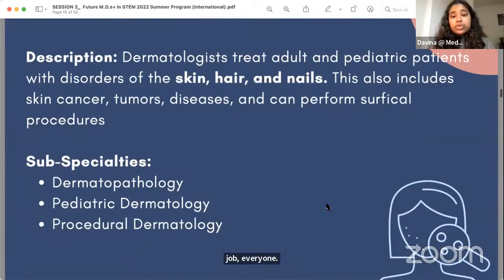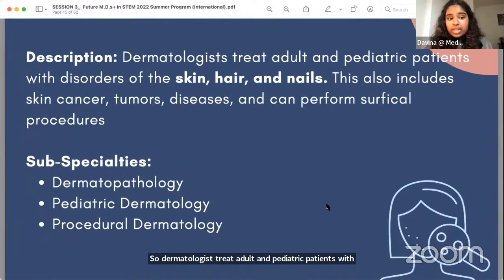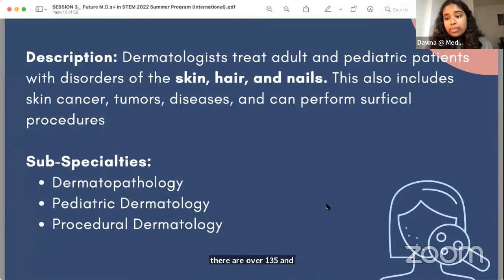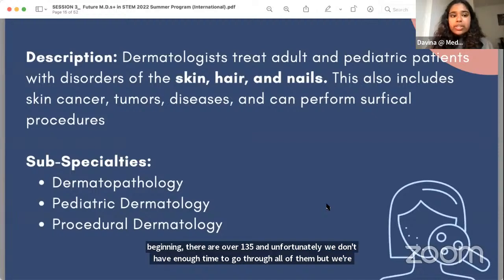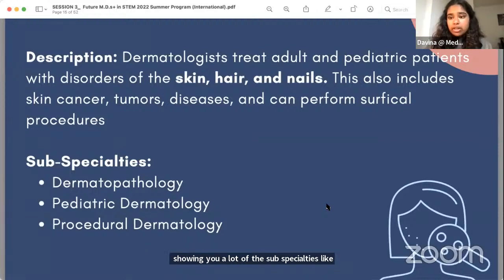So dermatologists treat adults and pediatric patients with these disorders. And even within dermatology, again, you can subspecialize in a couple of things. We're showing you some of the most popular subspecialties. But again, like we mentioned in the beginning, there are over 135, and unfortunately we don't have enough time to go through all of them. We're showing you a lot of the subspecialties that you can go into. There are still more, so this isn't an exhaustive list, but it is pretty comprehensive.